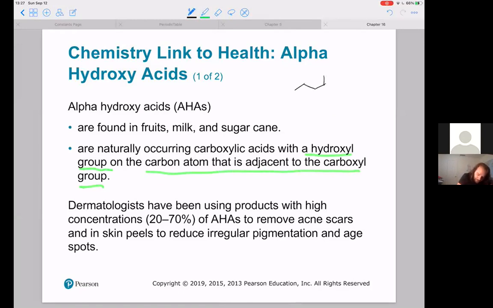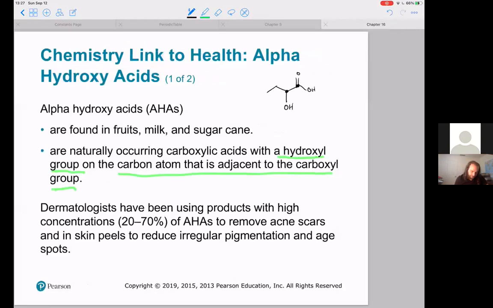That means if I have a carboxylic acid group, an alpha hydroxy acid has a hydroxyl group or an OH group located on the carbon right next door, right? So however big or small this parent chain on the back is, whatever shape it is, doesn't matter. If I have an alcohol group or a hydroxy group located right next door to a carboxylic acid group, this is going to be considered an alpha hydroxy acid.